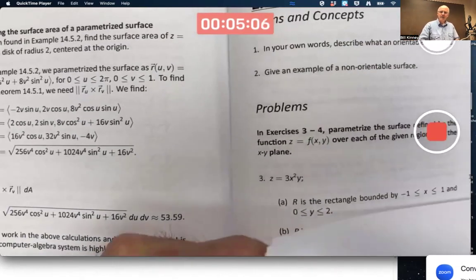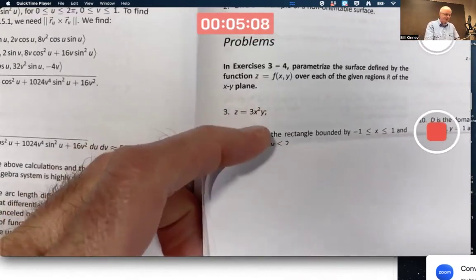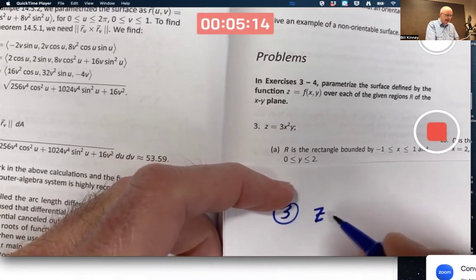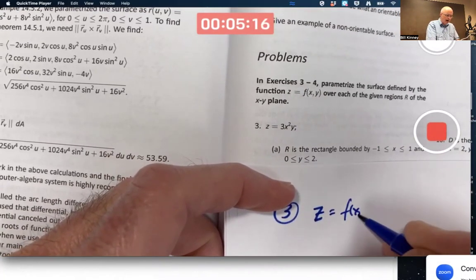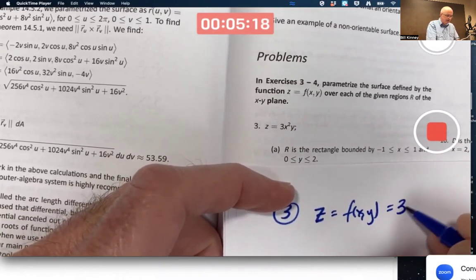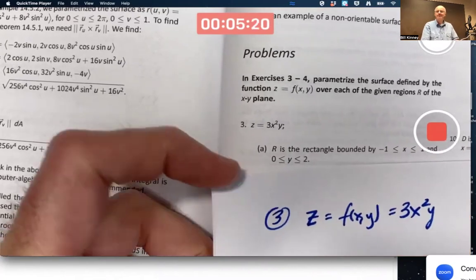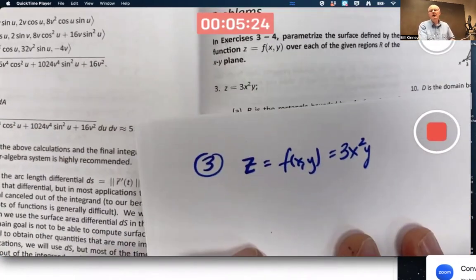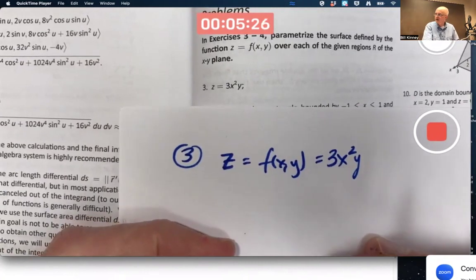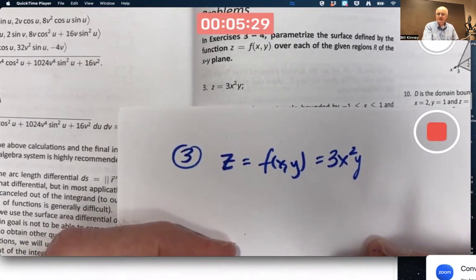But here, in number 3, we have a surface, Z equals a function of X and Y. The function happens to be 3x squared y. You already know that that equation has a graph that's a surface. What does the surface look like?